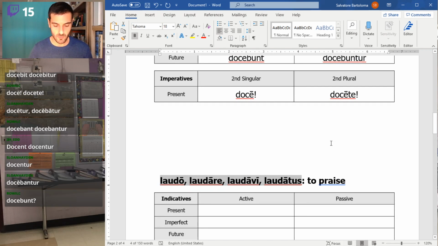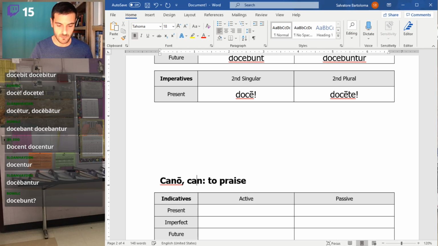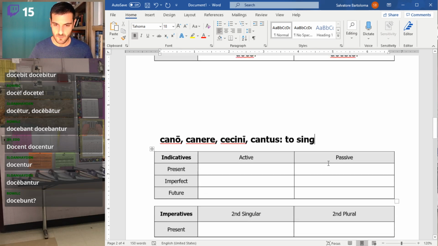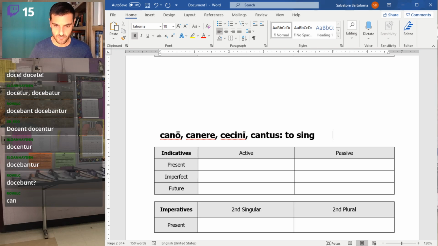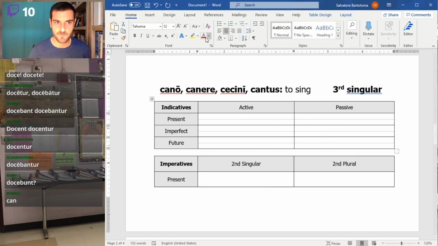Let's go to cano, to sing. Let's start with third singular, and then I might mix it up on you. Before you start giving me stems and endings, what do we need to think about with this verb?